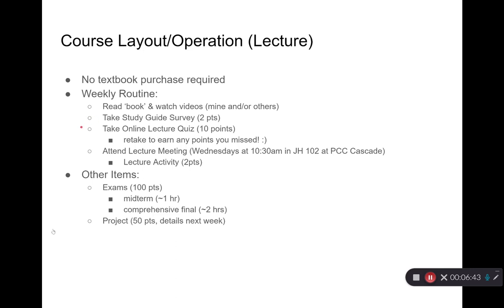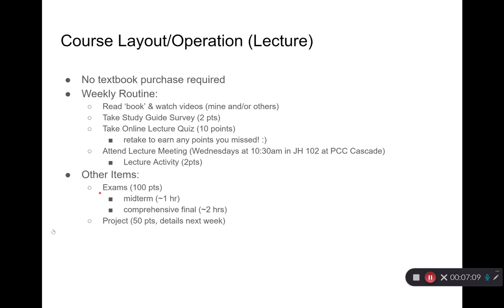So if you can take the study guide surveys and online lecture quizzes before these lecture meetings, that is awesome. If not, no worries. We'll try and reinforce your understanding as best we can in that limited in-person lecture time. All right, there are a few other quote-unquote lecture items.